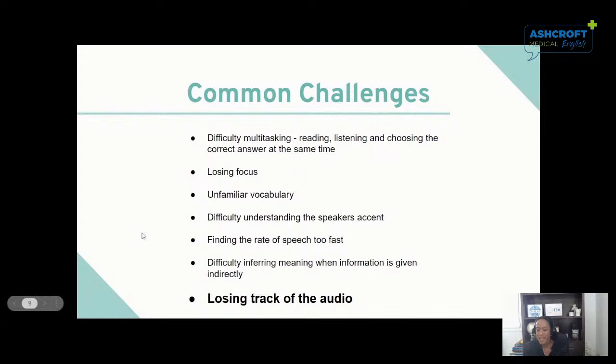So, all of these things can be overcome. If you're having these problems, don't worry. It is possible to improve. All it needs is enough time, enough practice, and enough guidance. Coming on to the last challenge in the list here, and a very common one, and that's losing track of the audio. And that's what we're going to focus on today.